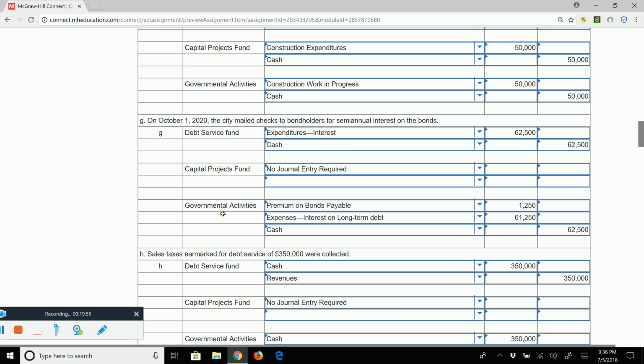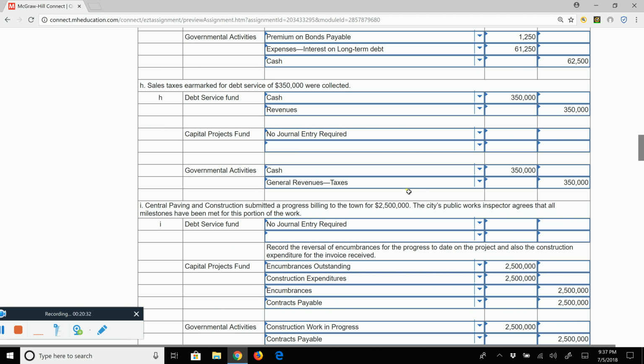However, on the government-wide statements, remember that we had a premium, and that premium, if you recall, was $50,000, and that $50,000 is to be paid or to be amortized over 20 interest payment dates. If you take $50,000 divided by 20, you are going to get $1,250. That is the amortization of the premium, and the difference is going to go to interest expense.